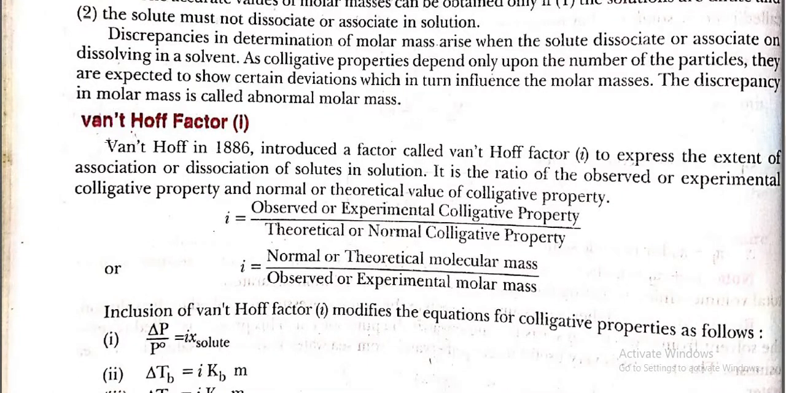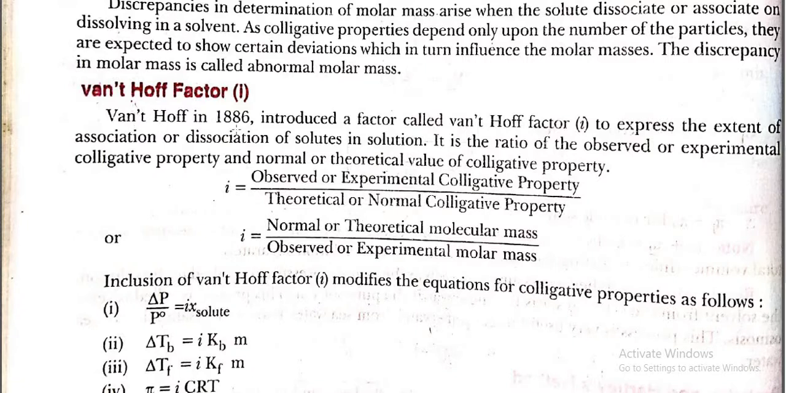So we have a factor known as Van't Hoff factor. Van't Hoff in 1886 introduced a factor called the Van't Hoff factor to express the extent of association or dissociation of solutes in solution, and it is defined as the ratio of observed or experimental colligative property and normal or theoretical value of colligative property. So i is given by observed or experimental colligative property divided by theoretical or normal colligative property, or i is equal to normal or theoretical molecular mass divided by observed or experimental molecular mass. This is the definition of i, the Van't Hoff factor.